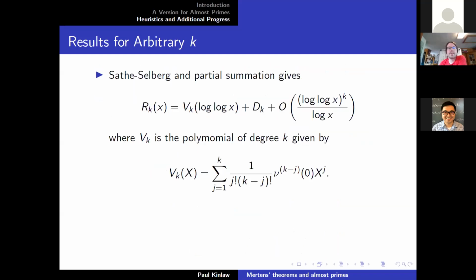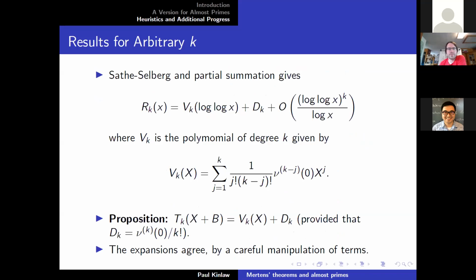So partial summation together with the Sathe-Selberg theorem gives a formula that is fairly immediate for R_k of x. But unfortunately, it doesn't tell us anything significant about the constant coefficient. And it takes some work to show that it's equivalent to the combinatorial formula that we had earlier. But the expansions do agree by a careful manipulation of terms, assuming that d_k of x is what it's supposed to be, so that it would fit the same pattern here. It's the kth derivative of nu at 0 over k factorial.